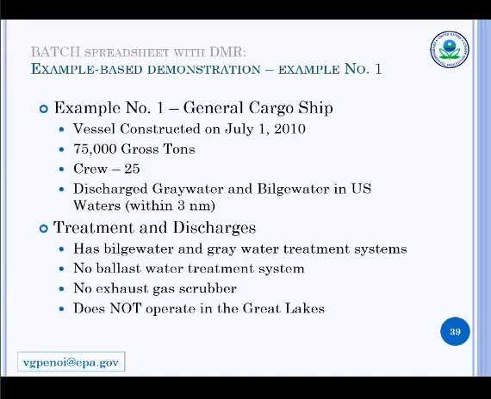In example 1, we have a cargo ship constructed on July 1, 2010 at 75,000 gross tons with a crew of 25. Vessel discharged gray water and bilge water in U.S. waters. Vessel has both bilge water and gray water treatment systems, but not a ballast water treatment system, nor does the vessel operate an exhaust gas scrubber. Also, vessel does not operate in the Great Lakes. So the question is, what monitoring applies to this vessel that needs to be reported on a DMR?